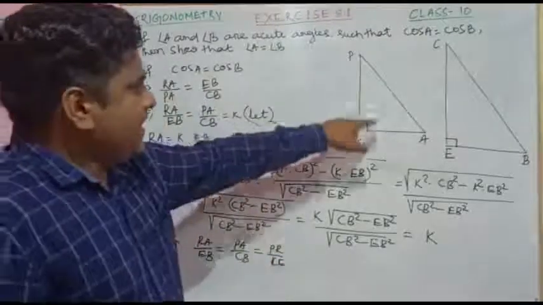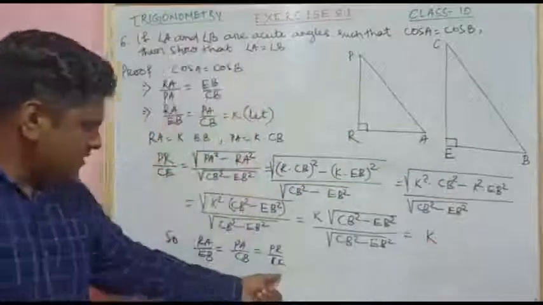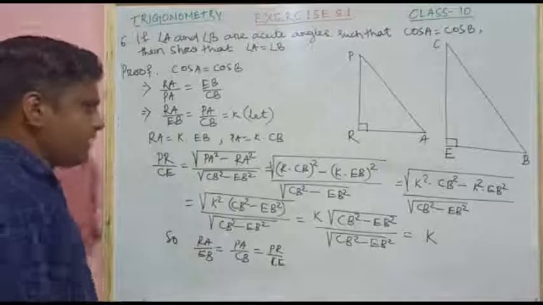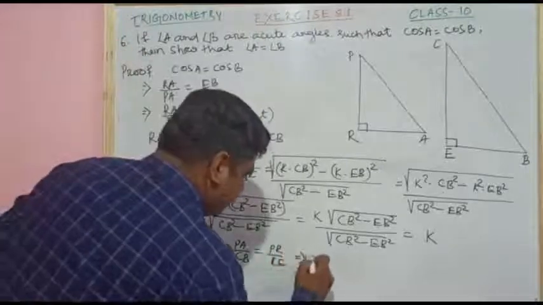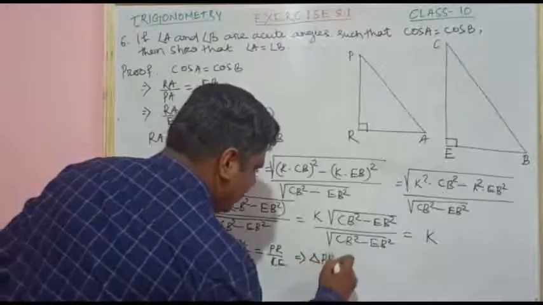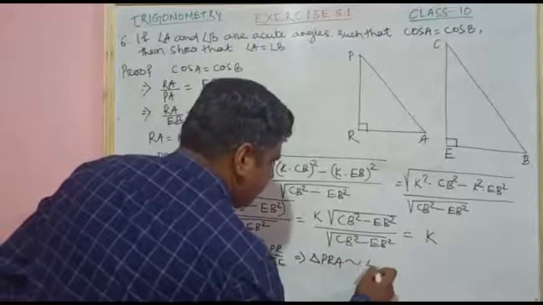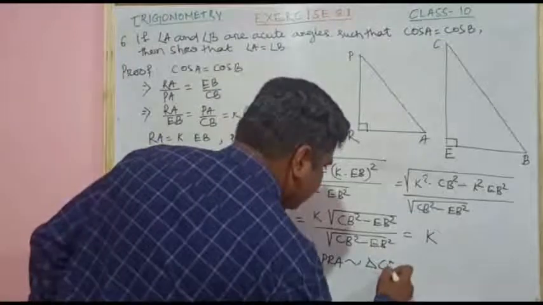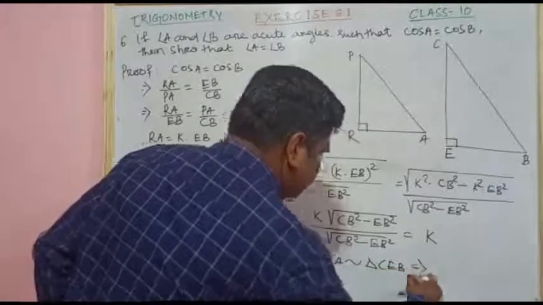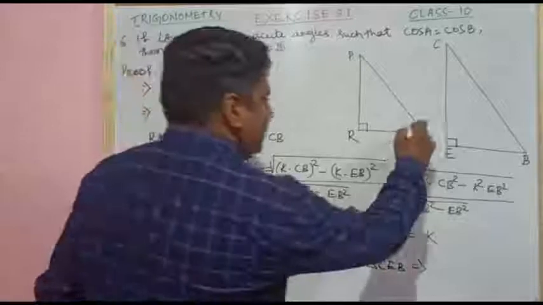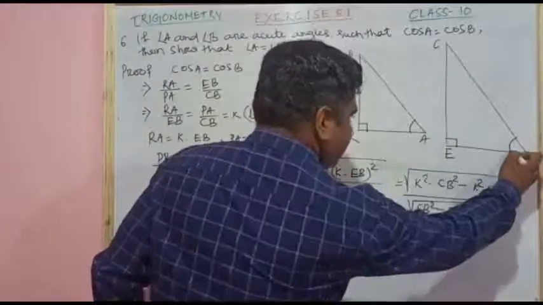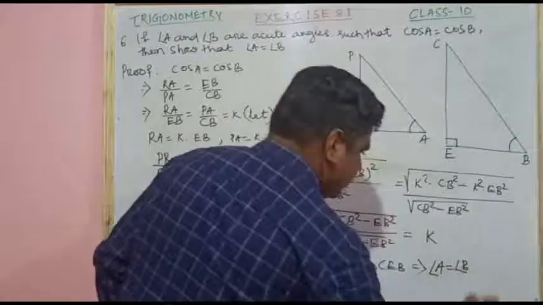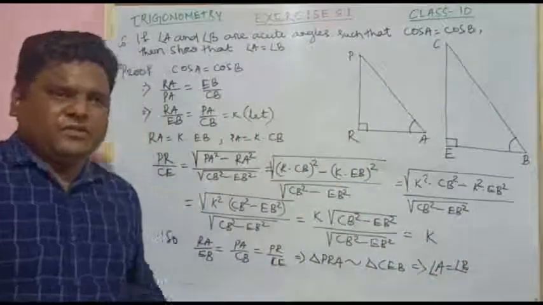See, in triangles PRA and CEB, we got the ratio of all three sides equal. This implies that triangle PRA and triangle CEB are similar. This implies that the corresponding angles A and B are equal. This implies that angle A is equal to angle B. We have proved number 6.